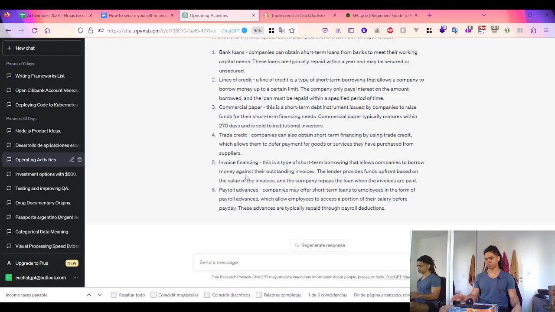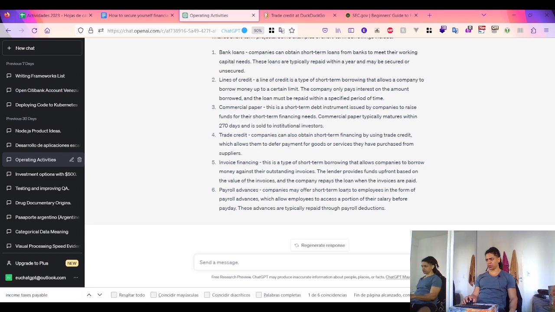Trade credit, and invoice financing. This is a type of short-term borrowing that allows companies to borrow money against their outstanding invoices. The lender provides funds upfront based on the value of the invoice, and the company repays the loan when the invoices are paid. Payroll advance.